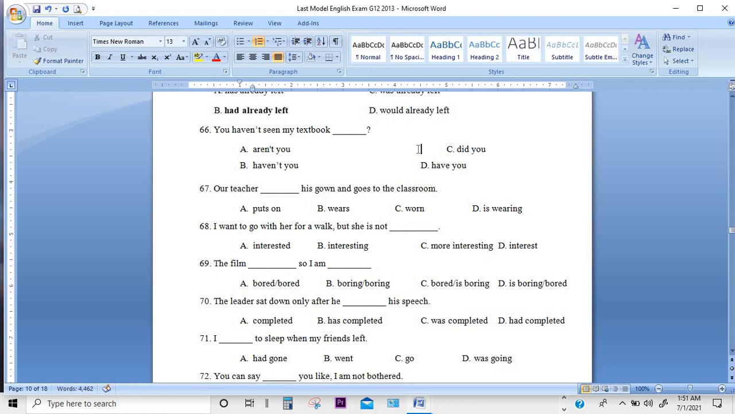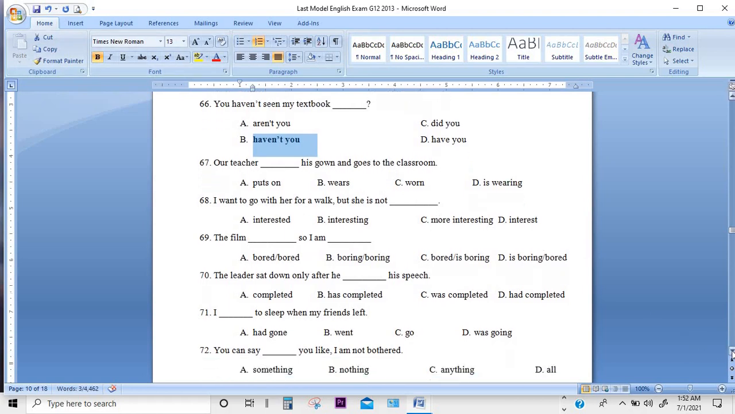auxiliary verb የሌለው ከሆነ do ወይም does ወይም did እናመጣለን ታግ question አሁን ግን already auxiliary verb ያለው ነው ምክንያቱም perfect tense ነው you haven't seen ነው haven't seen so it is negative structure in the sentence so the tag question will be what positive you haven't seen my textbook, have you? Not have you, positive structure so have you, that's our tag question. Question 67.